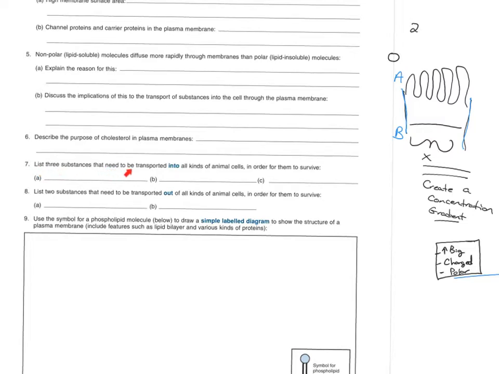List 3 substances that need to be transported into all kinds of animal cells in order for them to survive. What are 3 substances that have to be transported? Oxygen. All right, oxygen, I'll say yes. But let's think about things that need to be actively transported. Sugar. You have to actively go and find a way across. Oxygen will diffuse. I agree with you. Oxygen is one of those things and it happens through diffusion.